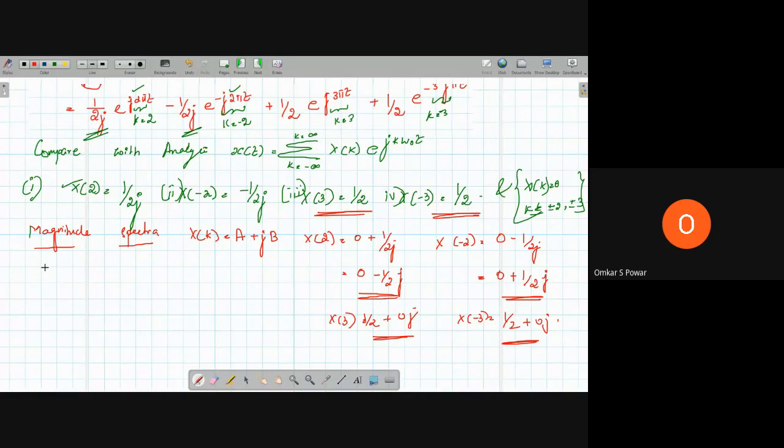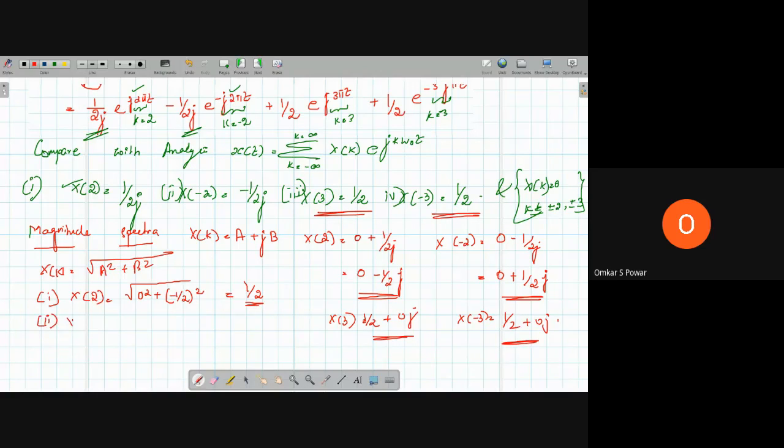So what is your magnitude? So magnitude of x of k is equal to root of a squared plus b squared. So let us write the magnitude spectra for x of 2. Root of, what is your a? A is 0. What is your b? B is minus half. So minus half the whole square. Again you will get answer as half.